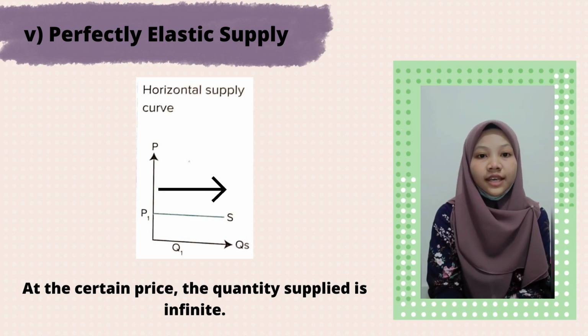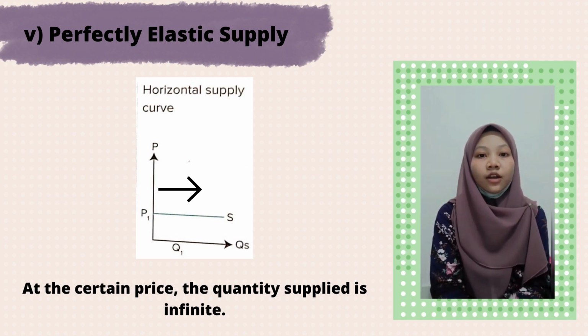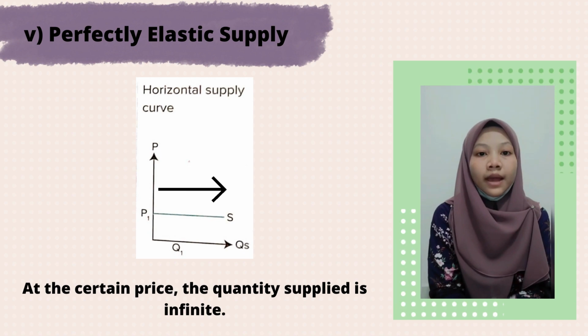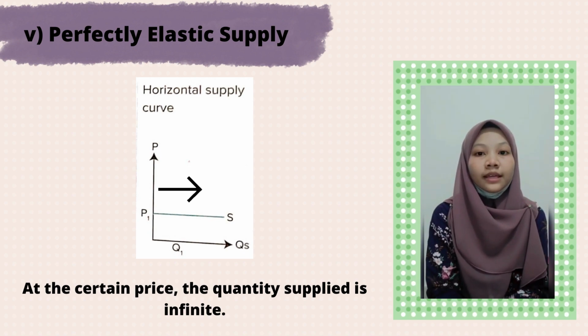Last but not least is the perfectly elastic supply. The diagram that you can see here represents a horizontal supply curve. The change in the price will change the quantity supplied by an infinite value. At a certain price, the quantity supplied is infinite.